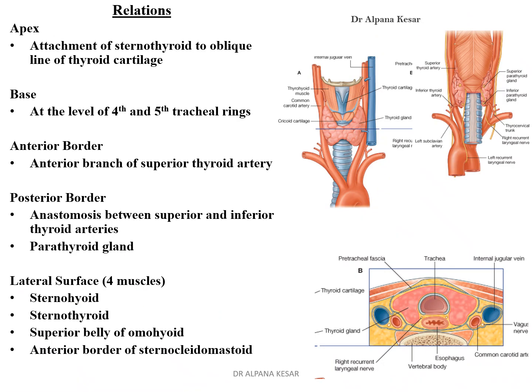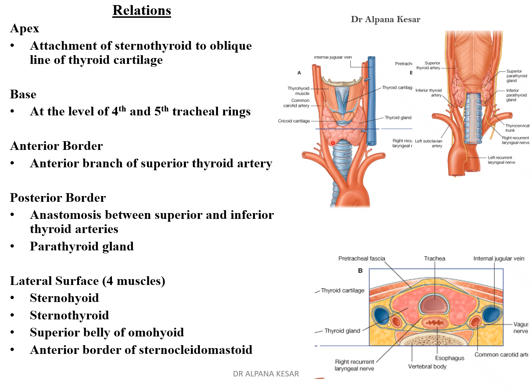Relations of the thyroid gland. This is the apex of the thyroid gland, which is related to the oblique line of the thyroid cartilage. To the oblique line of the thyroid cartilage is attached the muscle sternothyroid. The base of the thyroid gland is related to the fourth and the fifth tracheal rings. This is the anterior border of the thyroid gland, which is related to the anterior branch of superior thyroid artery.